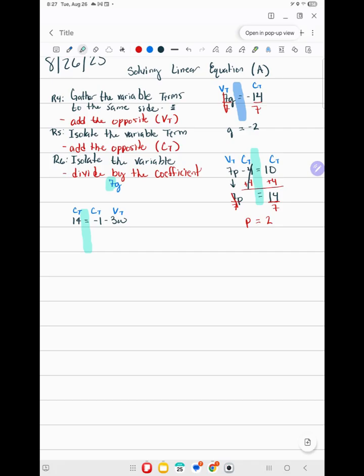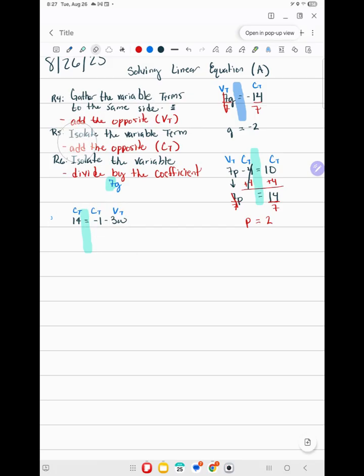All right. Now let's go through the rules and see what we have. Rule 1. Well, rule 4. It says gather the variable terms. Let's look at our equal sign. Do we have variable terms on opposite sides? No. Our variable term is already together on one side. All right. There's no variable terms on both sides. So we can't do rule number 4.